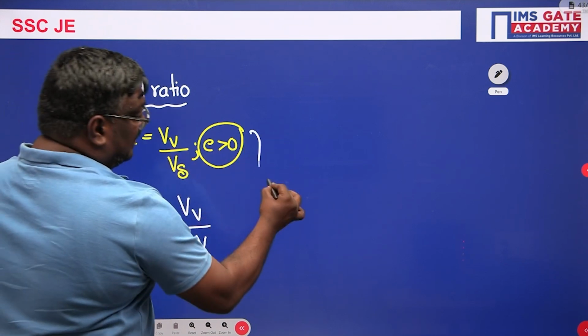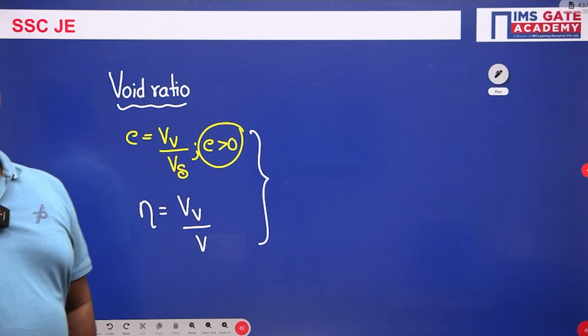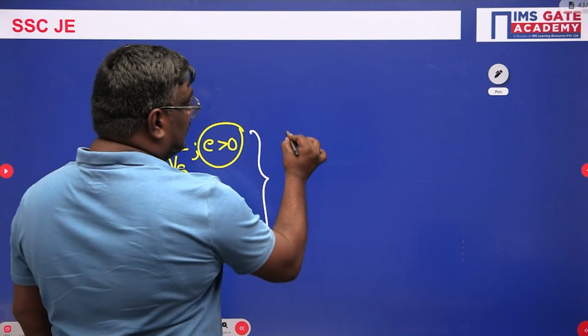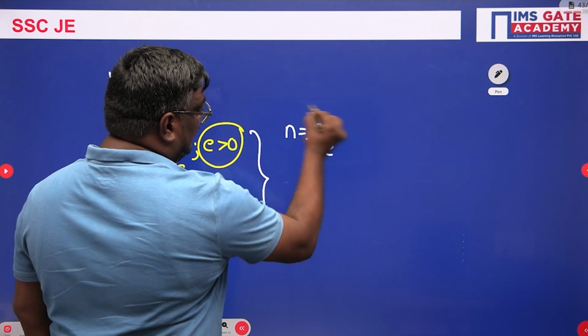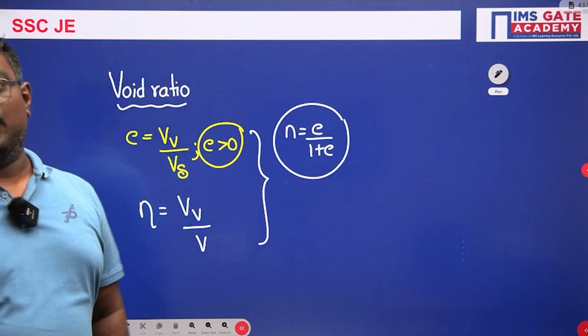And if you see here, my dear students, what is the relation between porosity and void ratio? Remember, the relation between porosity and void ratio is given by the formula n is equal to e upon 1 plus e. Okay, this is a very important relation also.